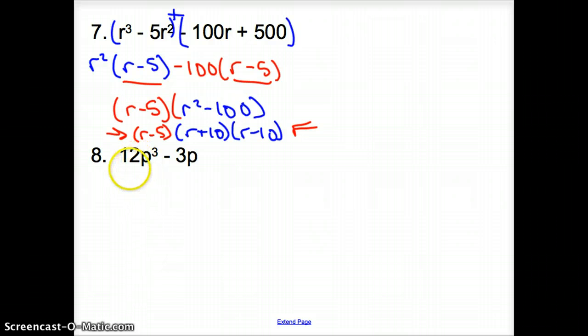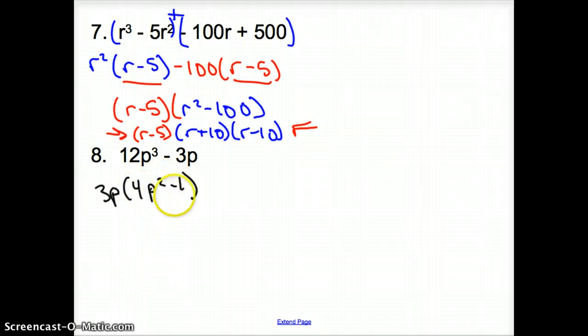Number 8. Again, always keep asking yourself when you factor, please, what can you take out? Well, I can take out right away, immediately, a 3 because 12 and 3 are both divisible by 3. I can also attach a p. So now I'm going to be left with 4p squared minus 1.